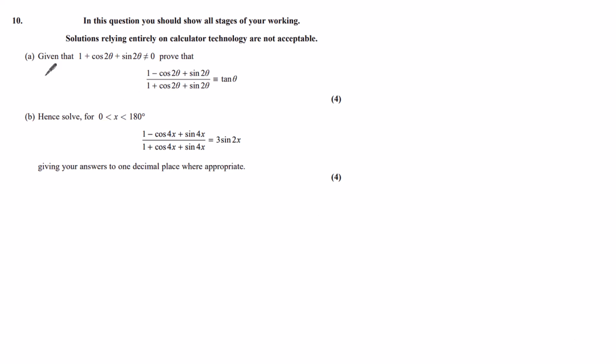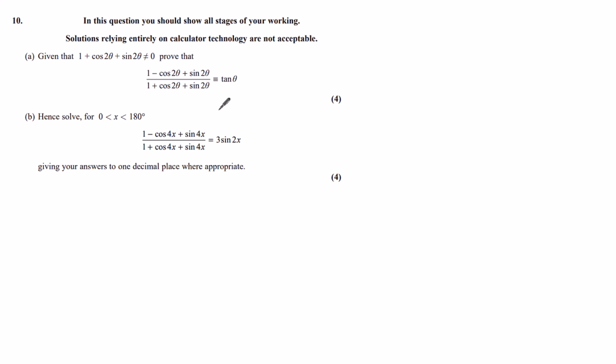Question 10. Given that 1 plus cos 2 theta plus sine 2 theta is not equal to 0, prove that 1 minus cos 2 theta plus sine 2 theta over 1 plus cos 2 theta plus sine 2 theta is equivalent to tan theta.